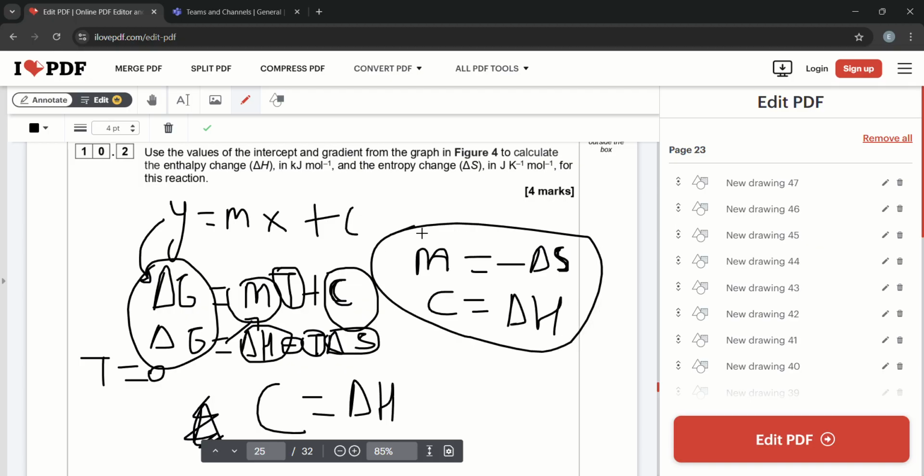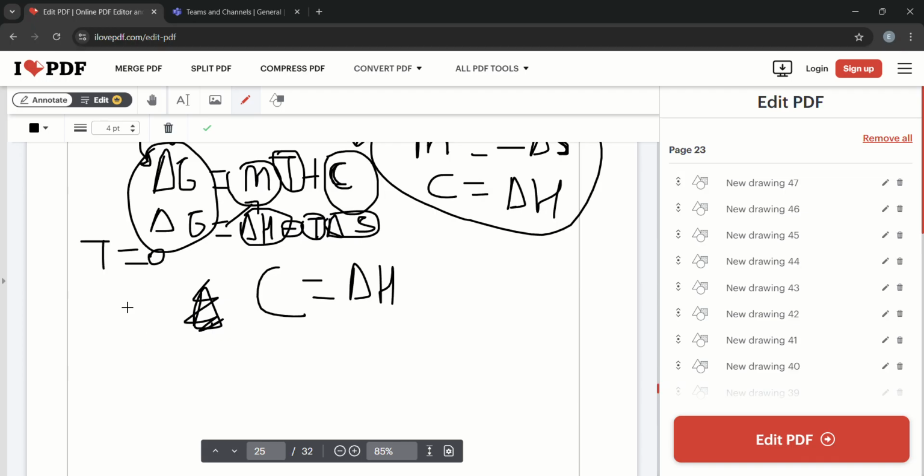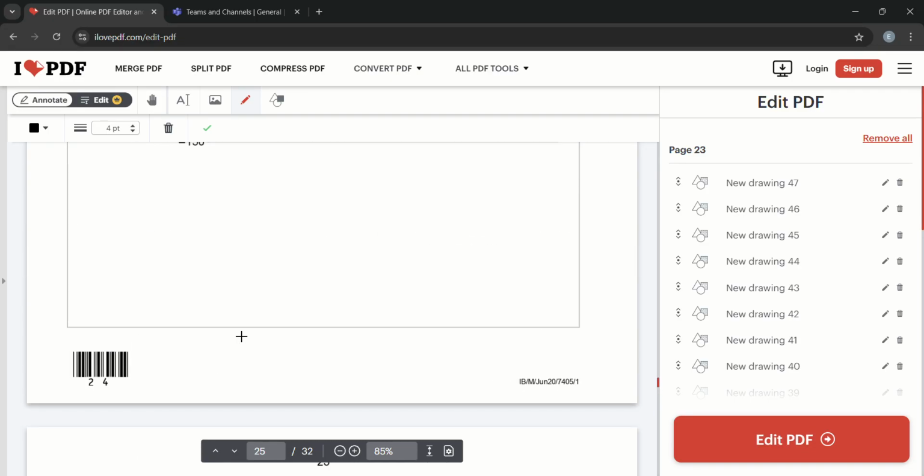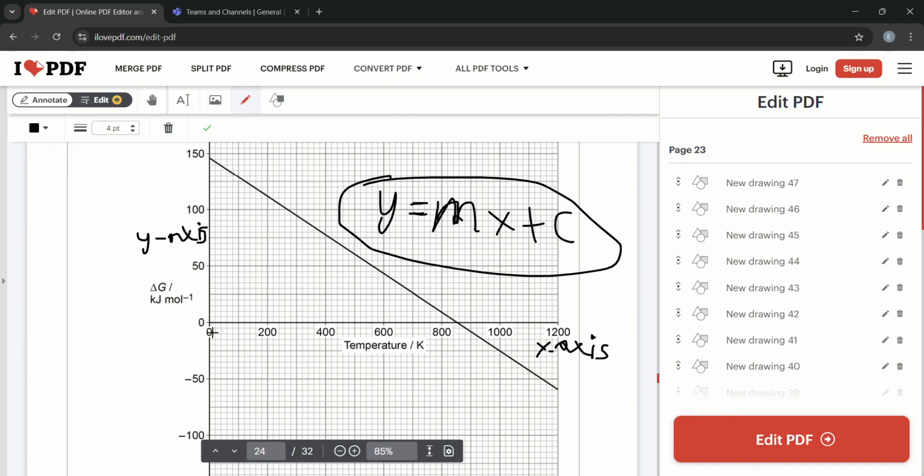Okay, now if we want to find the intercept, the y-intercept, which is C, well, we know that's when t is equal to 0. And when t is equal to 0, delta G is equal to C, right? That's when t is equal to 0. When is t equal to 0? T is equal to 0 here.